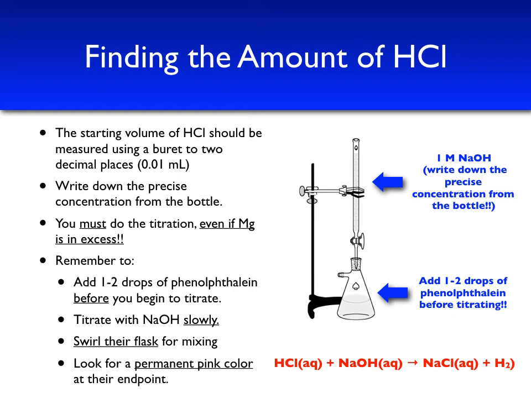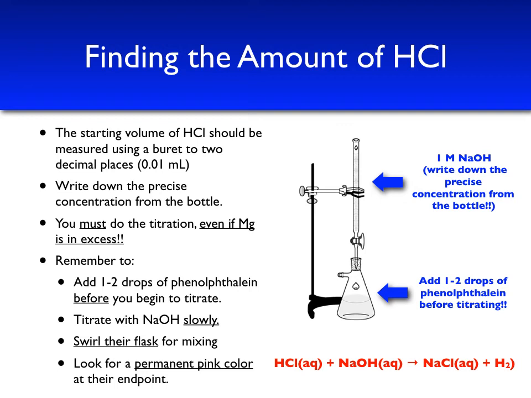To figure out the amount of hydrochloric acid that is remaining after the reaction takes place, we titrate it with sodium hydroxide. It's very important to note that even if the magnesium is in excess, meaning that hydrochloric acid is the limiting reagent, we still do a titration because oftentimes a very small amount of the limiting reagent is left in solution. However, it is extremely important that we do the titration if magnesium ends up being the limiting reagent.